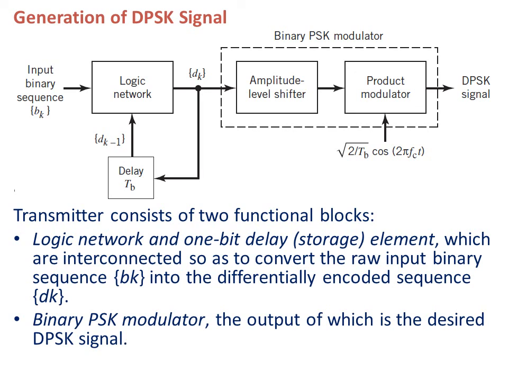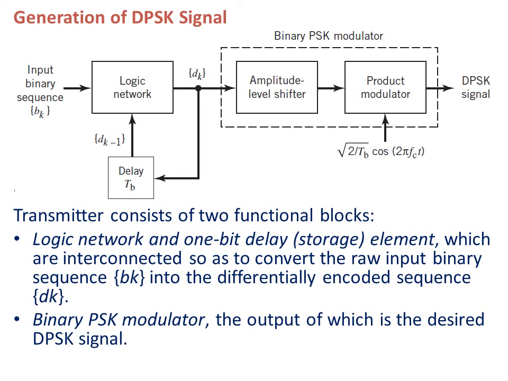The next part is generation of DPSK signal. The DPSK transmitter part is shown in the figure. The transmitter consists of two functional blocks. The first block is the logic network and 1 bit delay, that is a storage element, which are interconnected so as to convert the raw input binary sequence, that is BK, into the differentially encoded sequence DK. That means BK to DK conversion takes place here.